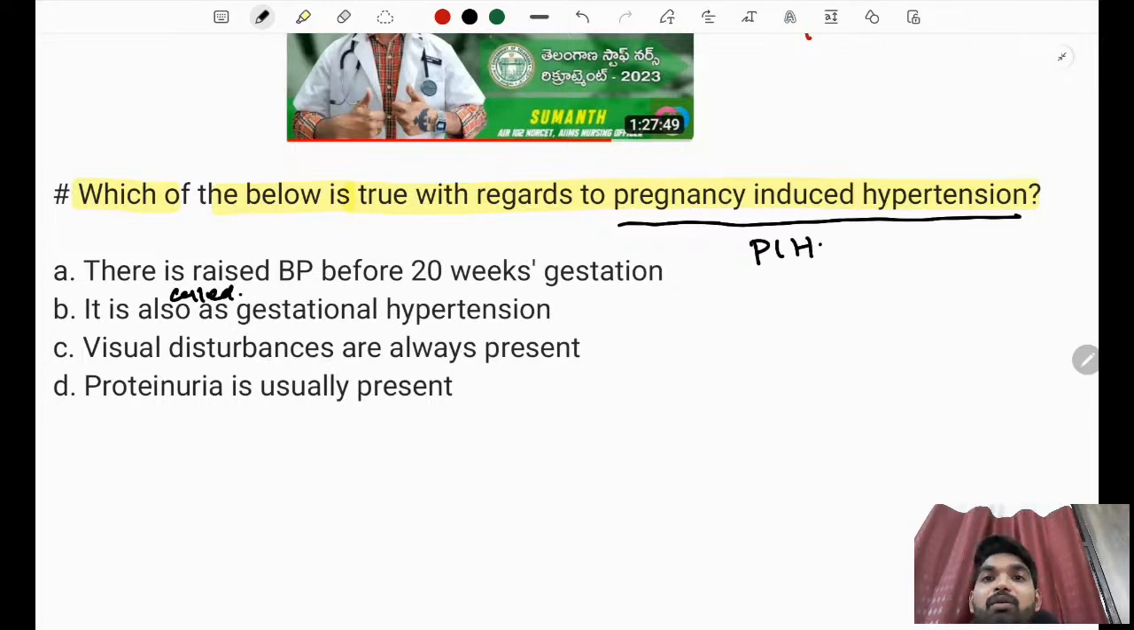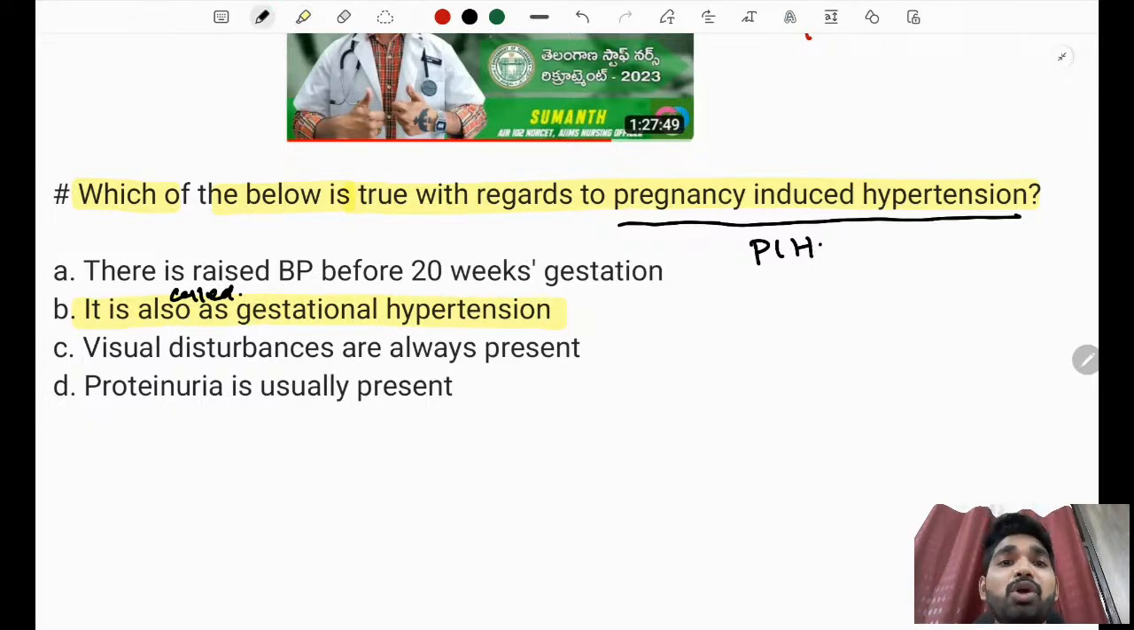Tell me, pregnancy induced hypertension. Okay, most of you, Vijay Lakshmi, Durga, Navyasri, B, gestational hypertension, excellent. Still few members are answering D. Why is there doubt? No need to have doubt. Yes, PIH is also called gestational hypertension.